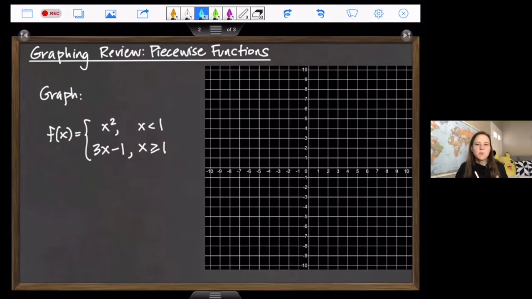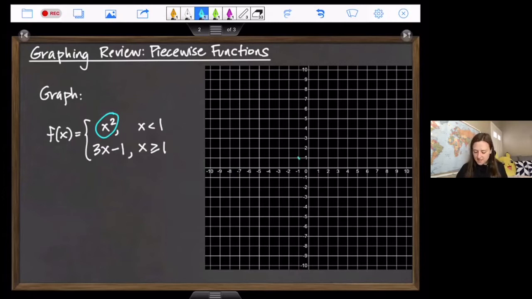So to do this, we're going to pretend like we don't know we're in the middle of a piecewise function, and we're going to graph these two formulas as if they're two separate problems. So I'm going to graph y equals x squared. I've already plotted a point for y equals x squared. I found -1 squared was 1. So I'm going to plot the point -1, 1. And then we'll just plot a few more points.